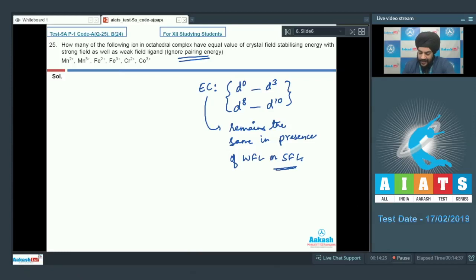So the examiner seems to be interested in these cases. So they should either be from d0 to d3 or from d8 to d10. If the configuration lies from d4 to d7, they have different configurations with the ligands.